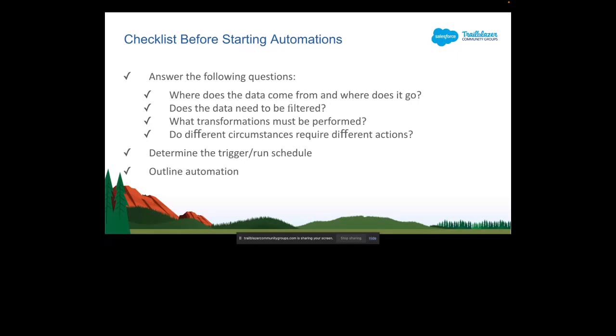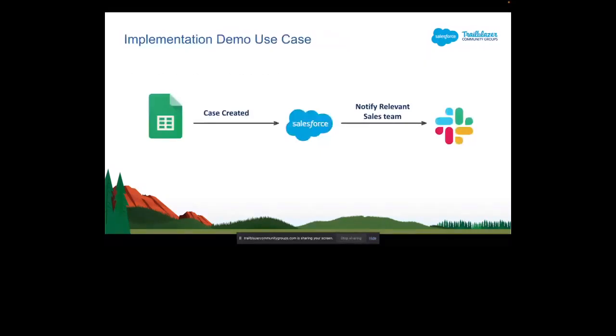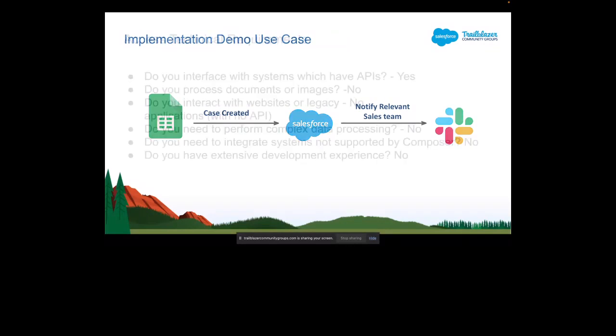But before moving on to building out the solution, let's answer very few questions with the help of which we can outline an automation or design our flow. So where does the data come from and where does it go? In my scenario, the data comes from Google Sheets. It then goes to Salesforce to create a lead record, so it should be lead records, and then notifies my Slack channel, my sales team over the Slack channel.